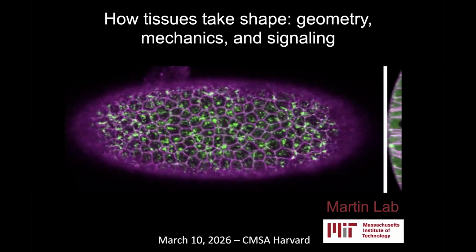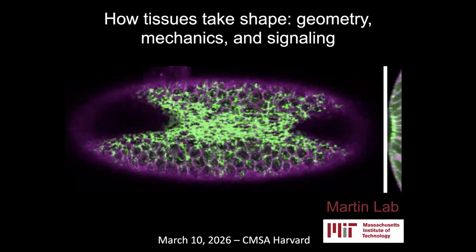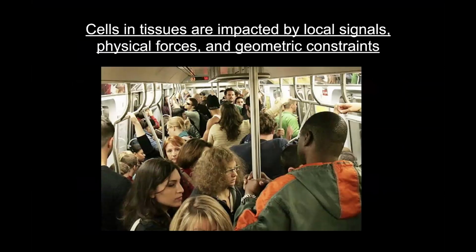All right, so cells and tissues are obviously impacted by signals, and these could be local signals, like maybe someone in this train is telling someone else to move over politely so they can get by. There's also physical forces, like maybe the people hanging on for dear life in this structure, and then geometric constraints, right? In this case, these people are all packed into a finite amount of space. So all these things are important considerations when thinking about tissues.